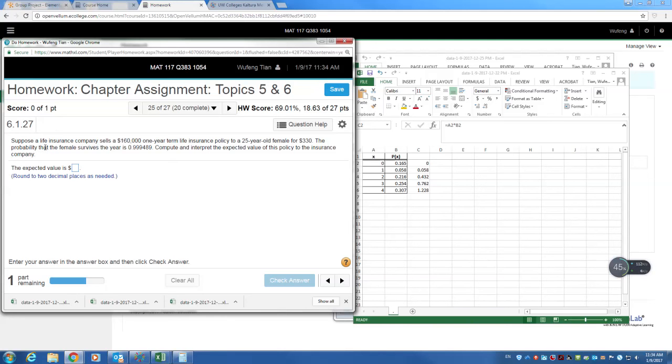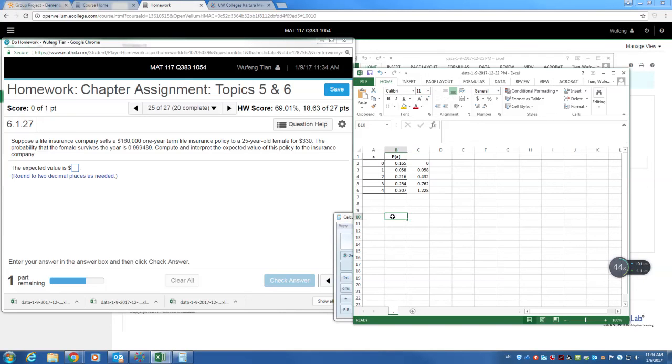Okay, the expected value. Suppose a life insurance company sells a $160,000 1-year term life insurance policy to a 25-year-old female for $330. The probability that a female survives the year is 0.999489. Compute the expected value of this policy to the insurance company.